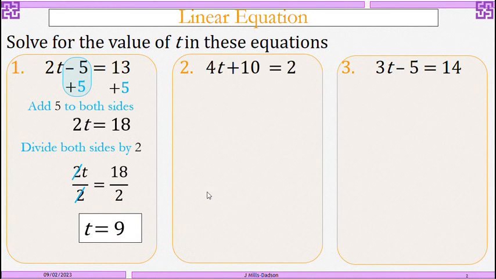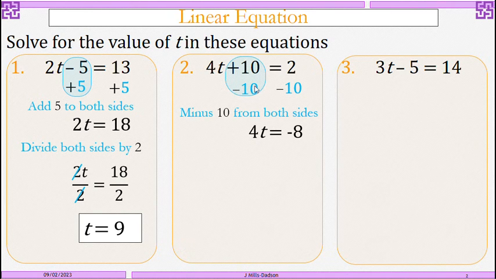Let's check the second one. We need to get rid of plus 10 first, so we subtract 10 from both sides. Plus 10 minus 10 will cancel out. So you have only 40 on this side. But remember, 2 minus 10 is 8. You've got to be very careful with your sums. 2 minus 10 is 8.